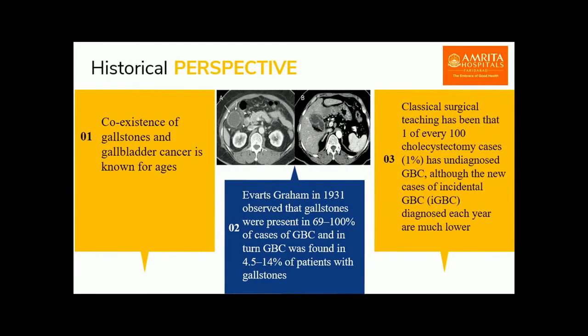Historically, the coexistence of gallstones and gallbladder cancer has been known for ages. In 1931, Evarts Graham observed that gallstone was present in 70 to 100% of cases of gallbladder cancer, and gallbladder cancer was found in 4.5 to 14% of patients with gallstones. Classical surgical teaching has been that 1 out of every 100 specimens of gallbladder removed for a benign pathology may reveal an incidental gallbladder cancer, although the rates that are reported are much lower.